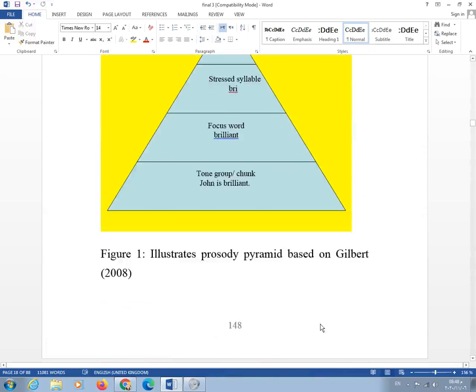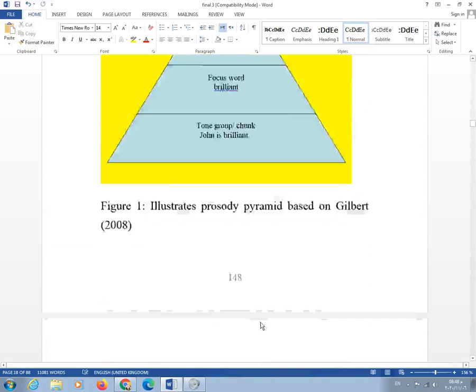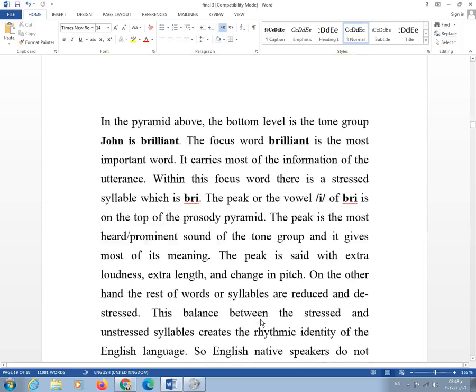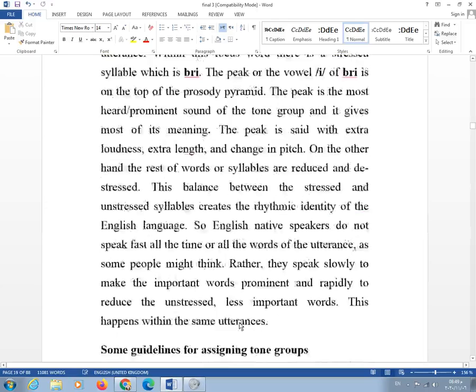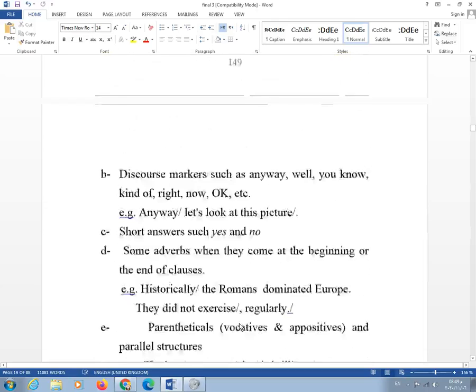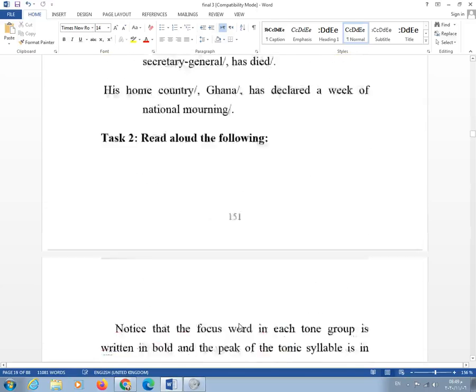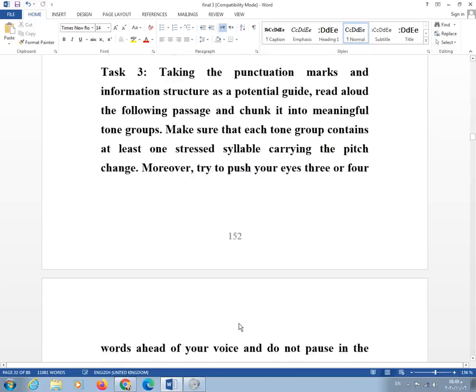And this is the way native speakers of English speak their sentences, focusing on the focus word, the word that gives the most of the meaning, and ignoring the rest of the words and saying them with the least amount of time and the least energy. Okay.